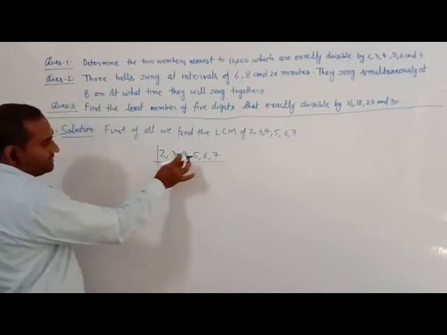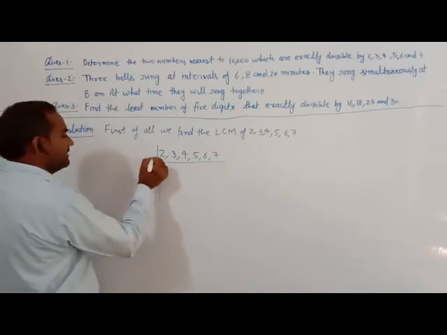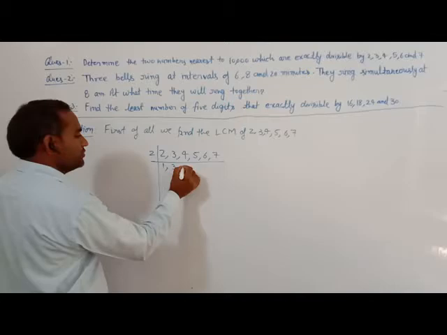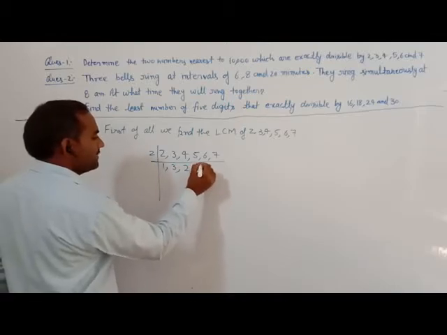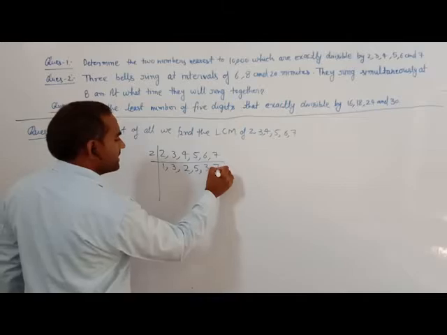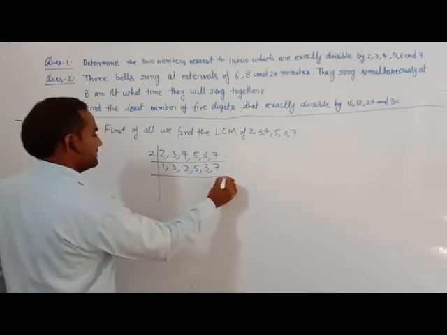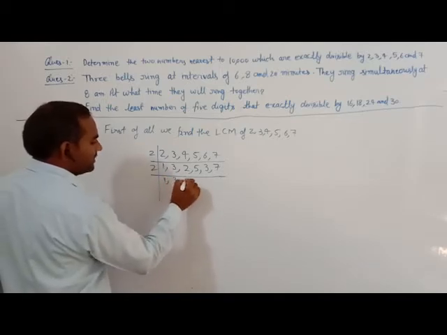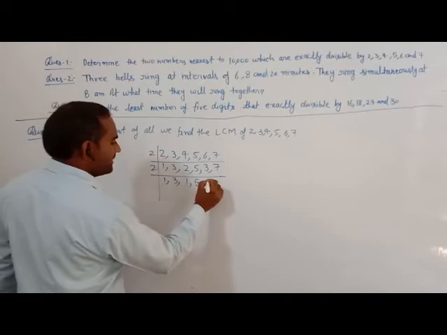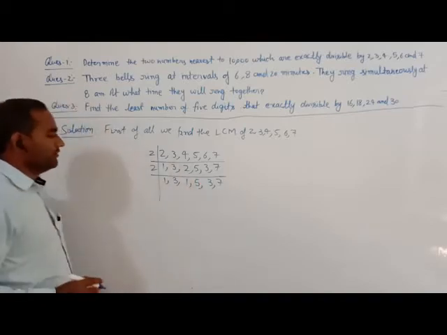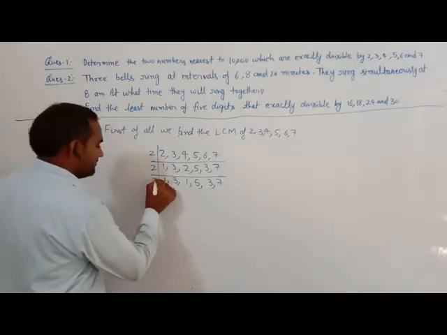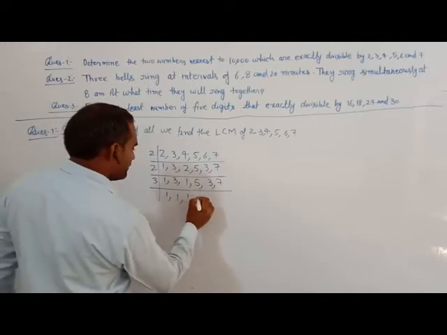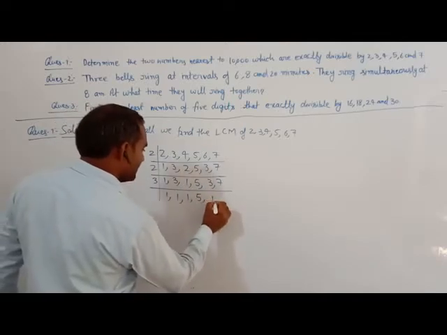First, some of these numbers are divisible by 2, so we divide by 2. 2 ones are 2, 3 is not divisible, 2 twos are 4, 5 is not divisible, 2 threes are 6, and 7 is not divisible. Now again we divide by 2: 1, 3 is not divisible, 2 ones are 2, 5 is not divisible, 3 is not divisible, 7. Now we take the next number, that is 3: 1, 3 ones are 3, 1, 5 is not divisible, 3 ones are 3, 7.